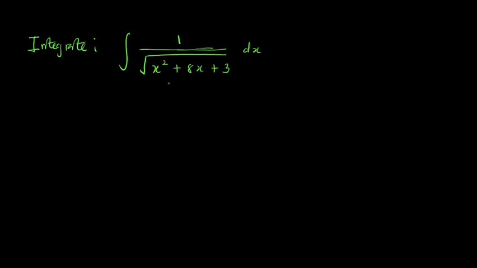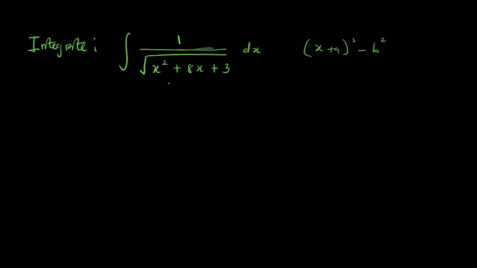So how do we solve this? Now we notice that the denominator is a quadratic expression, but unfortunately the expression is not balanced to be expressed as something like x plus a squared minus b squared.